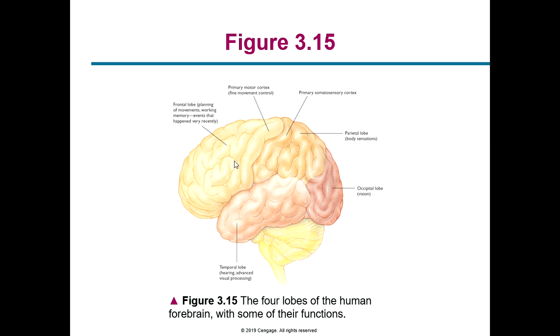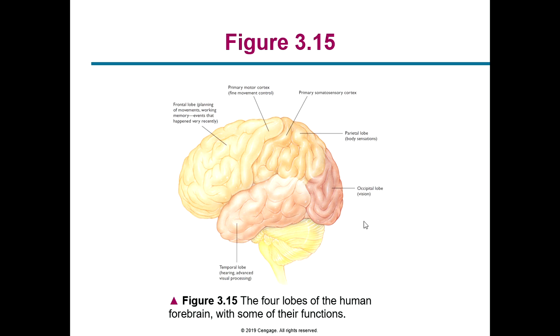The left side and the right side are both comprised of 4 different lobes: the frontal lobe, the parietal lobe, the occipital, and the temporal lobe. But you have a frontal lobe on your left side and your right side, okay? So in total, you have 8 lobes.